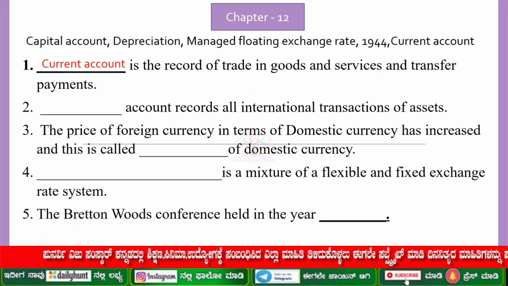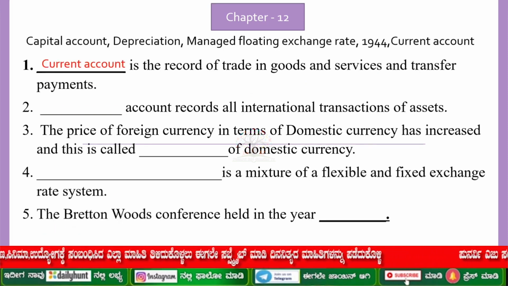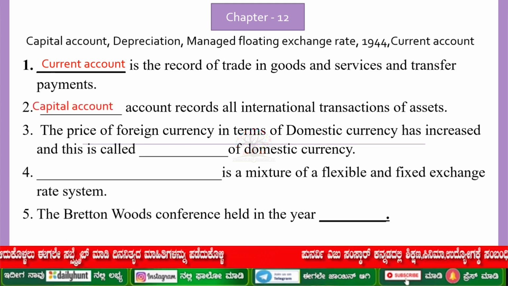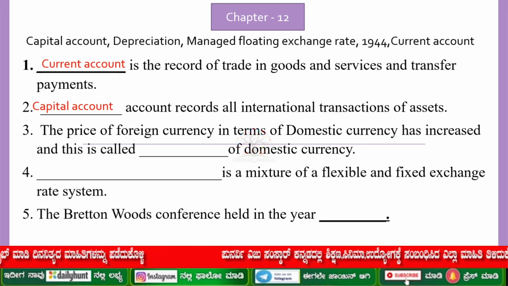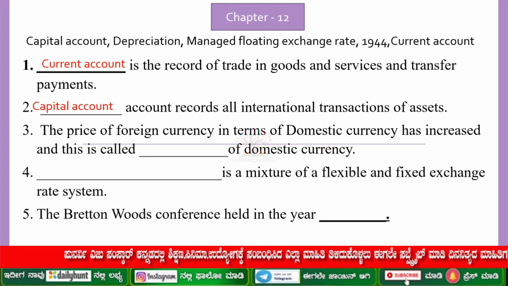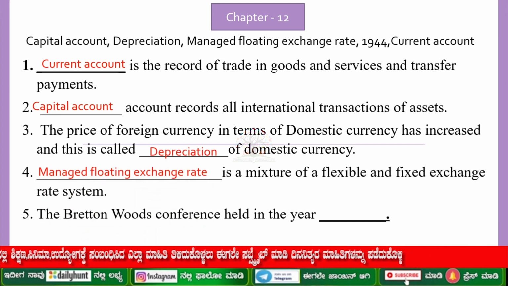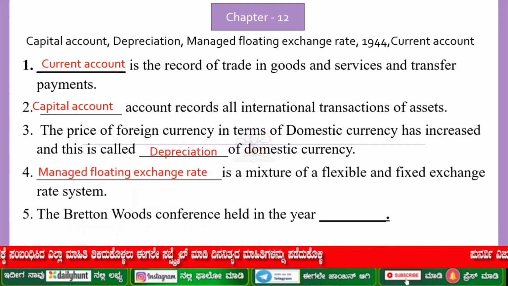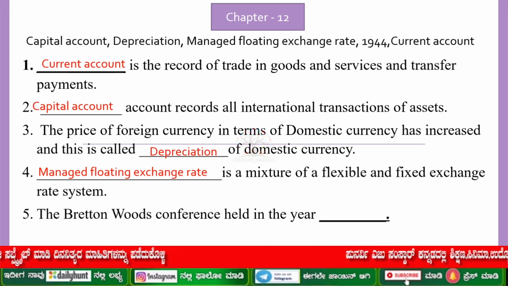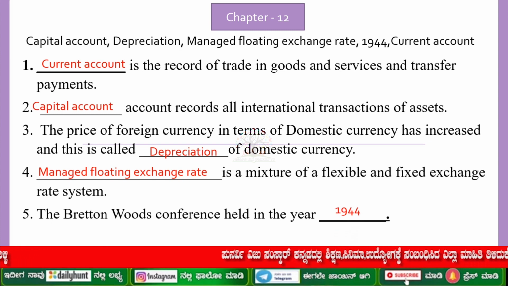Blank is the record of trade in goods, services, and transfer payment, that is, current account. Capital account records all international transactions of assets. The price of foreign currency in terms of domestic currency has increased. This is called devaluation of domestic currency. Managed floating exchange rate is a mixture of flexible and fixed exchange rate system. Bretton Woods Conference was held in the year 1944.